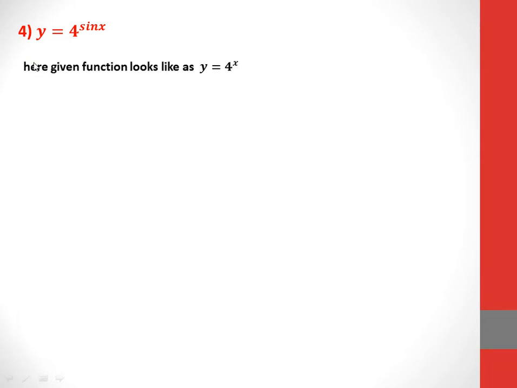So the given function looks like y is equal to 4 raised to x. Originally it is a raised to x, but in that it is 4 raised to x. So what is the derivative of 4 raised to x? It is 4 raised to x into log 4. So x is replaced by f of x is equal to sine x.